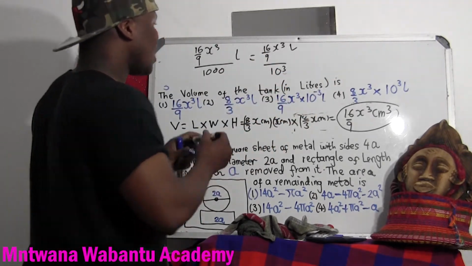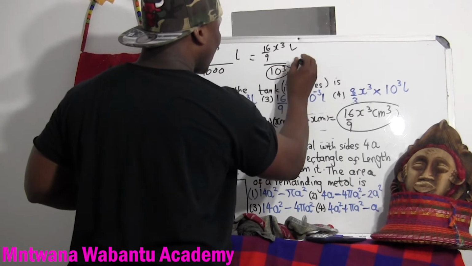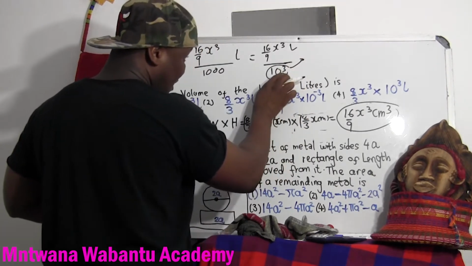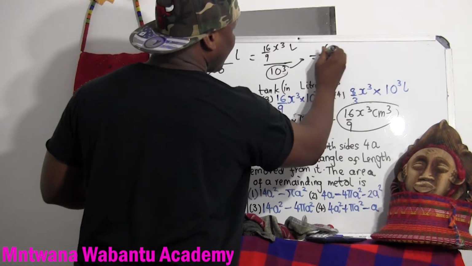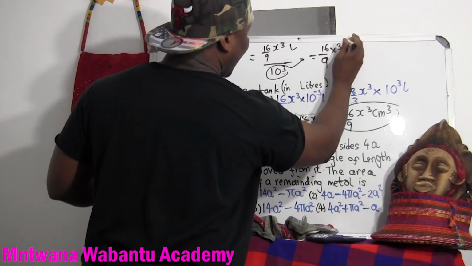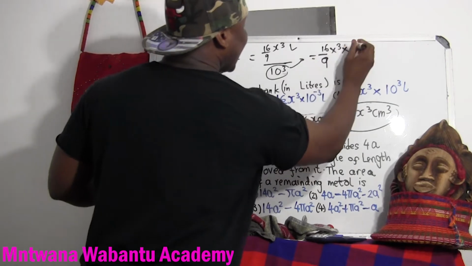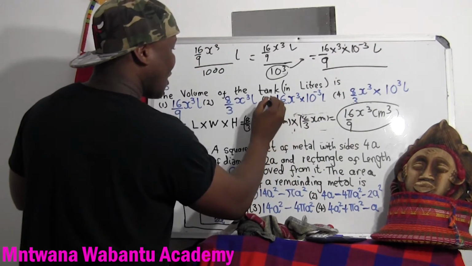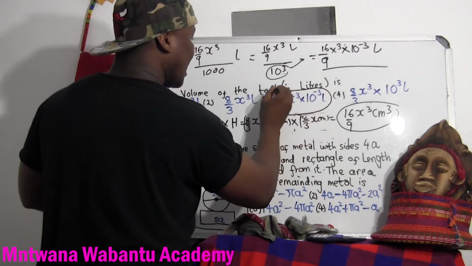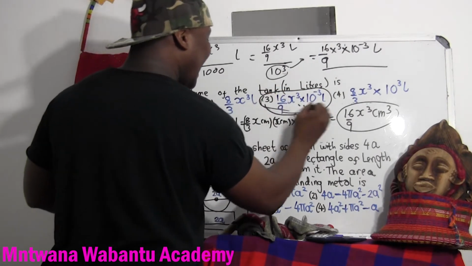If I take this to the top, the exponent goes from positive to negative. So it's 16 over 9 x cubed liters multiplied by 10 to the power negative 3, in liters. So this is our final answer, option 3.